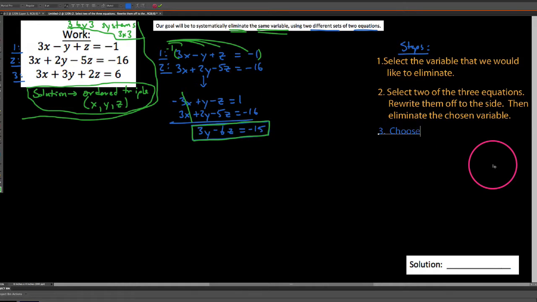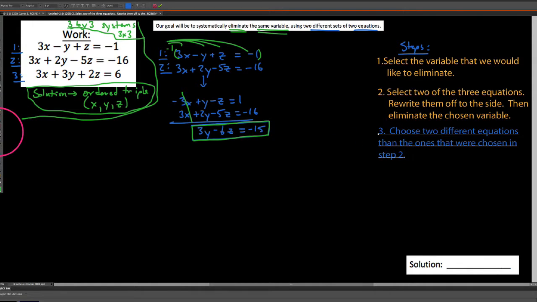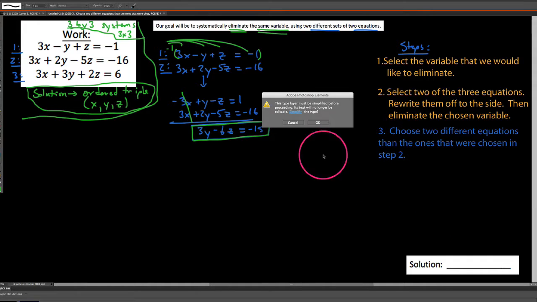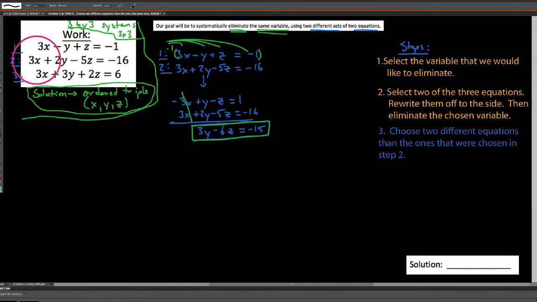We're going to choose two different equations than the ones that were chosen in step 2. Essentially, this time we're still going to eliminate our x's. But instead of using equations 1 and 2 like we did last time, we're either going to use equations 1 and 3 or 2 and 3. So maybe in this case, again, they're all 3's. It doesn't really matter what I pick. Maybe I'll use 1 and 3 as my two equations.